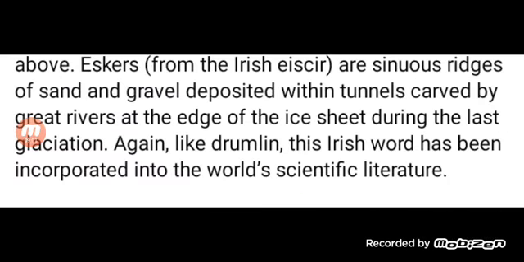Yeah. So you can say an esker, which is an Irish word, unlike the term drumlin that was Gaelic in nature or origin. These are sinuous ridges of sand and gravel deposited within tunnels carved by great rivers at the edge of the ice sheet during the last glaciation. And this word has been incorporated into the world scientific literature.